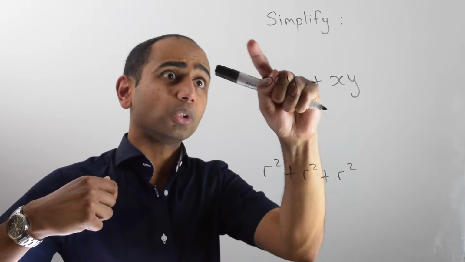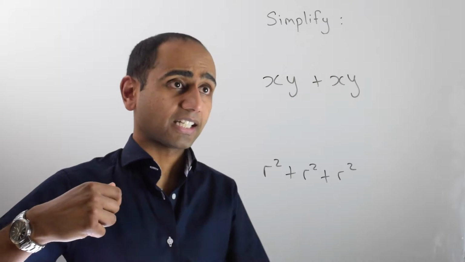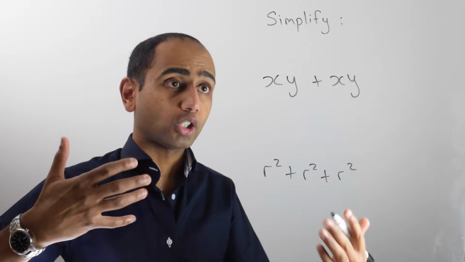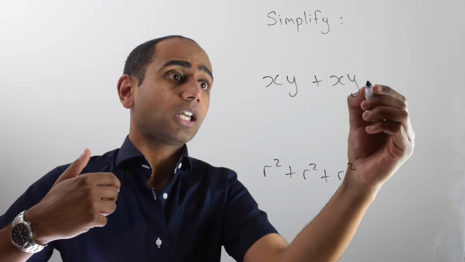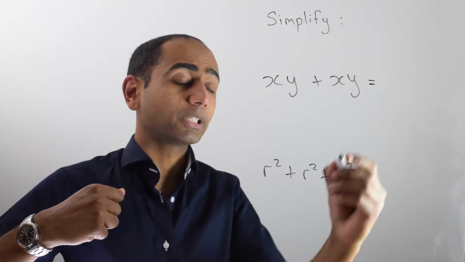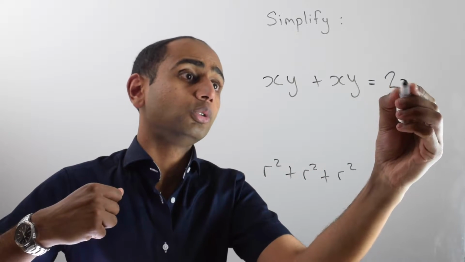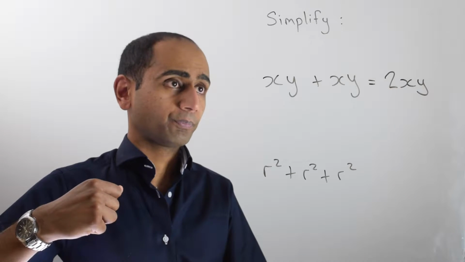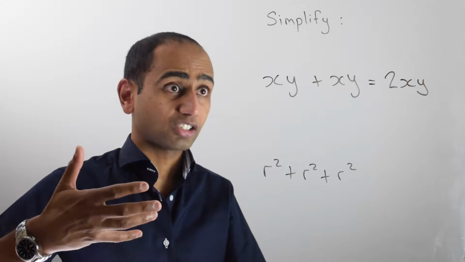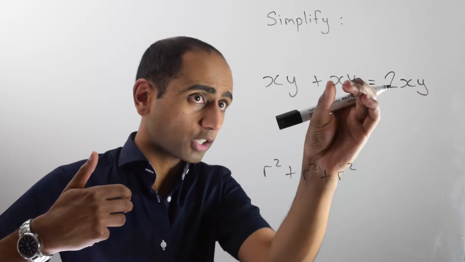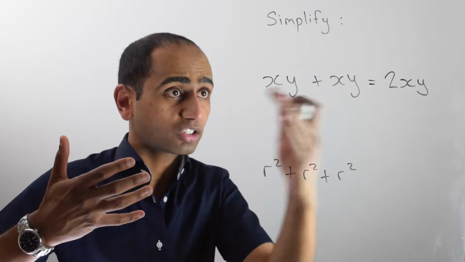In this example, I want to simplify xy plus xy. I've got two lots of xy. This is the same as 2 times xy. And in algebra, because we can leave out the multiplication sign, that's simply going to be 2xy. Don't let the fact that there are two letters together here fluster you. I've got an xy, I've got another xy, so altogether I've got 2xy.